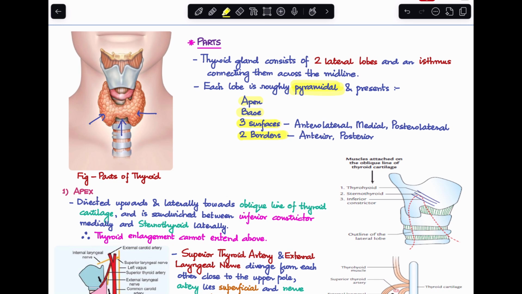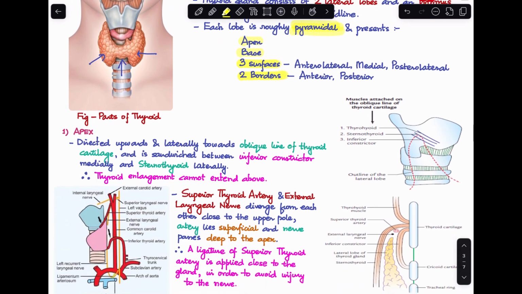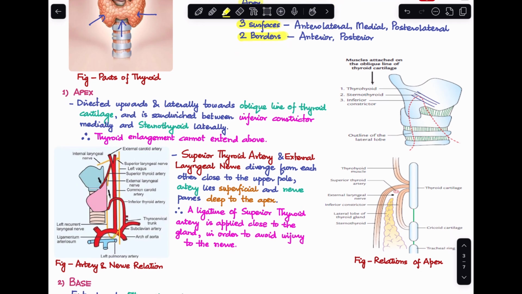So let's discuss each one of them and what are the relations of each of these borders, surfaces, and parts. First, let's talk about the apex.